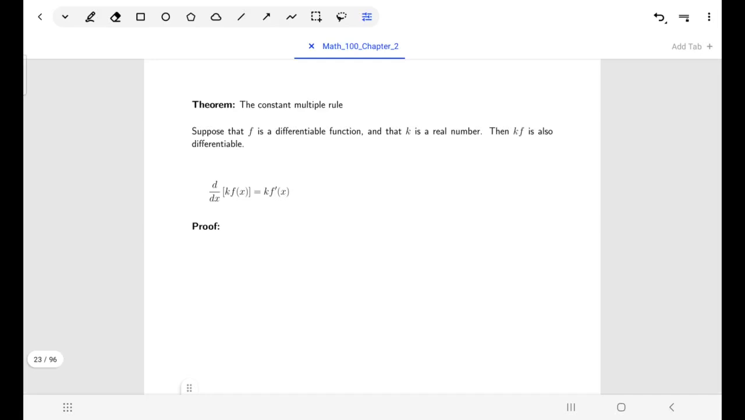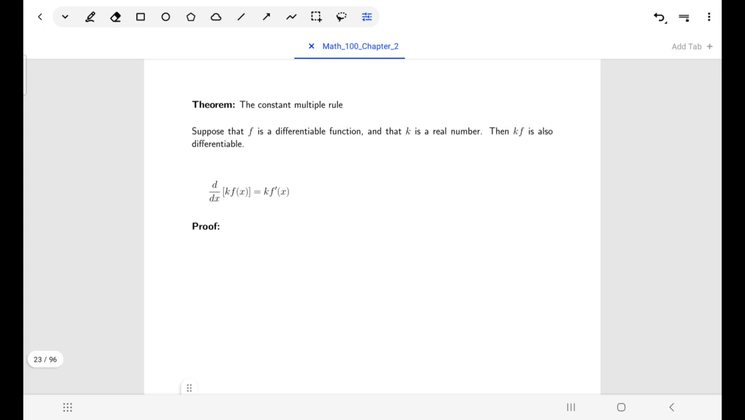Welcome back. So far, we've looked at the constant rule: the derivative of a constant function is zero. We've looked at the sum and difference rules. So for derivatives of things being added or subtracted, we can go term by term, finding our derivative.